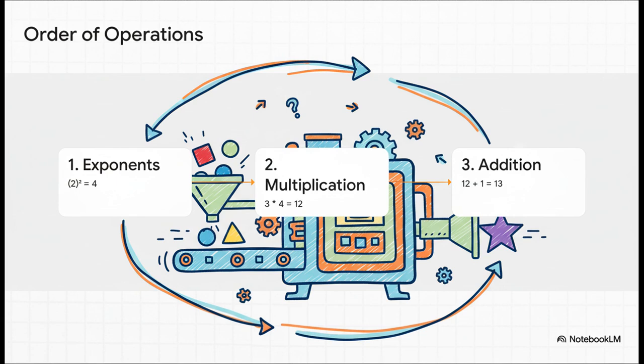Okay, now we just have to solve this. But be careful. The order of operations, you might know it as PEMDAS, is absolutely key here. This is where people mess up all the time. So first things first, we handle the exponent. 2 squared is 4. Next up, multiplication. 3 times that 4 is 12. And the last step, addition. 12 plus 1 gives us 13.